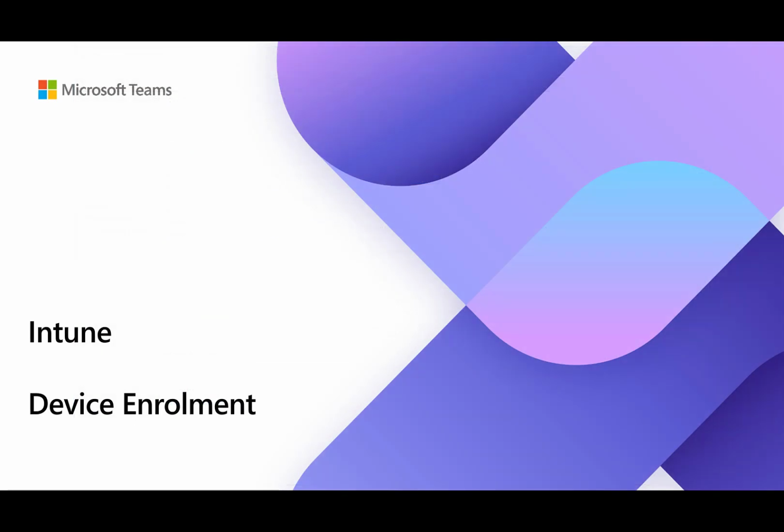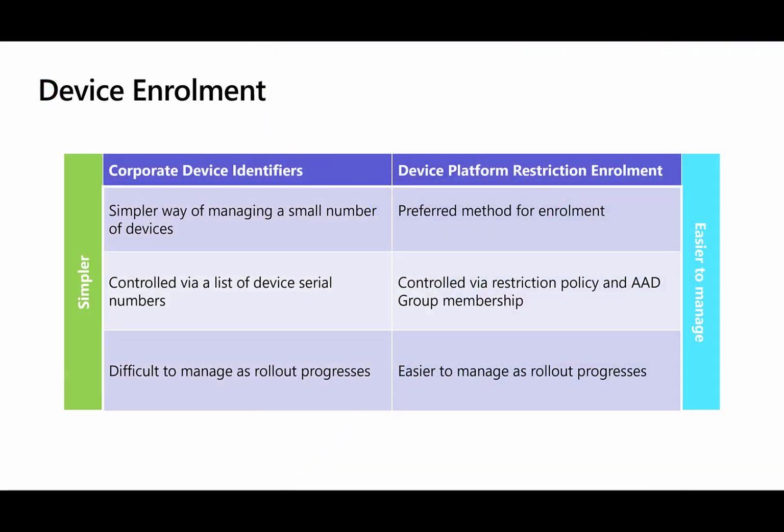Okay, let's talk about device enrollment inside of Intune. Now, there's essentially 2 methods to support device enrollment inside of Intune to enroll your Teams devices today. And you may already be familiar with some of these because you may be doing them with other devices in your environment today. So the 2 methods that we support are corporate device identifiers and device platform restriction enrollment. Now, I've split these up. The column on the left-hand side there for corporate device identifiers, that's more of a simpler way of managing your device enrollments as you start out and as you're trialing your Teams devices.